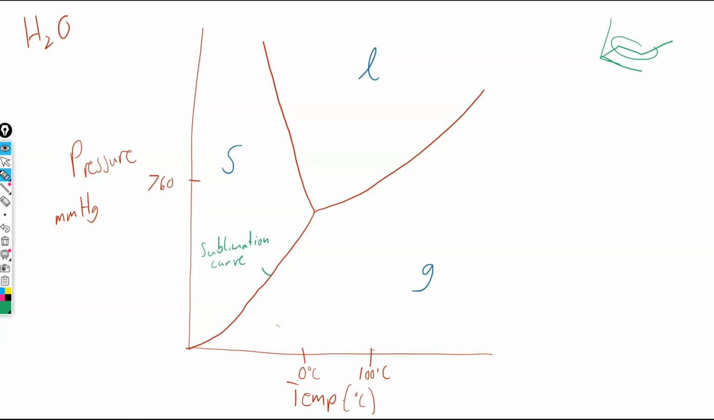Which, remember, that means now that we are going from, in this case, we're subliming. So we're going from a solid to a gas. So we're basically going this way with the phase transition. Right. The next line we're going to look at is the one between the solid and liquid, okay? Which that's going to be your fusion curve.